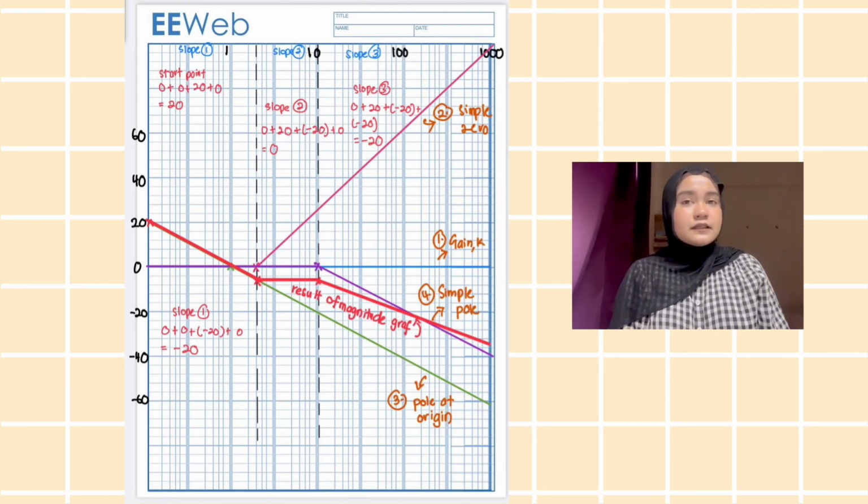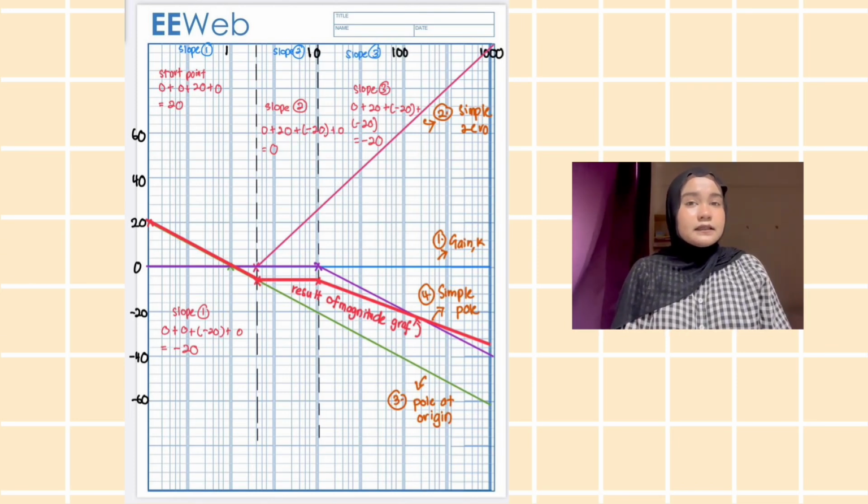And then lastly, the fourth is a simple pole. As you can see, the purple line is the simple pole. So the graph will be down from 0 at 10 and will go down.